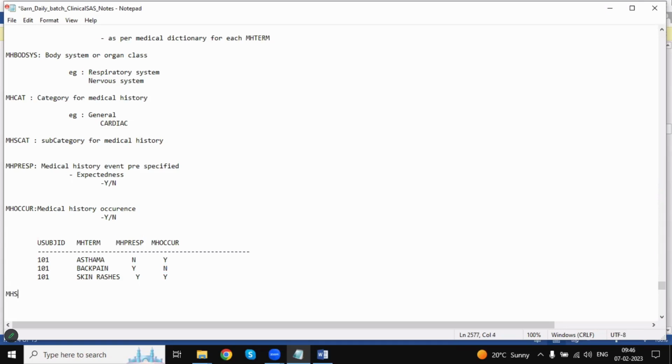Next, two more variables. MH stat. Stat is nothing but completion status. So you will have only one observation, called not done.